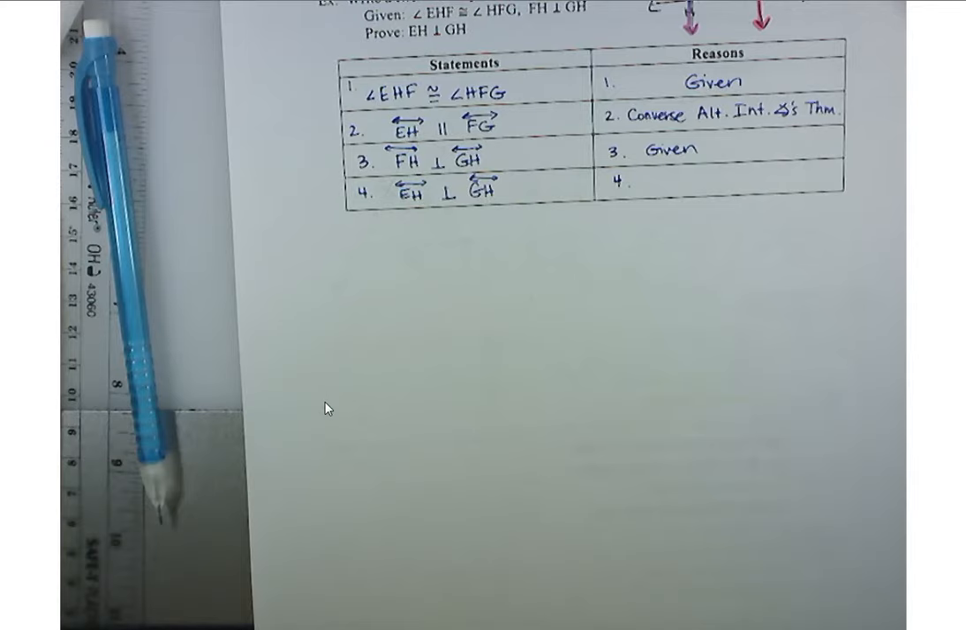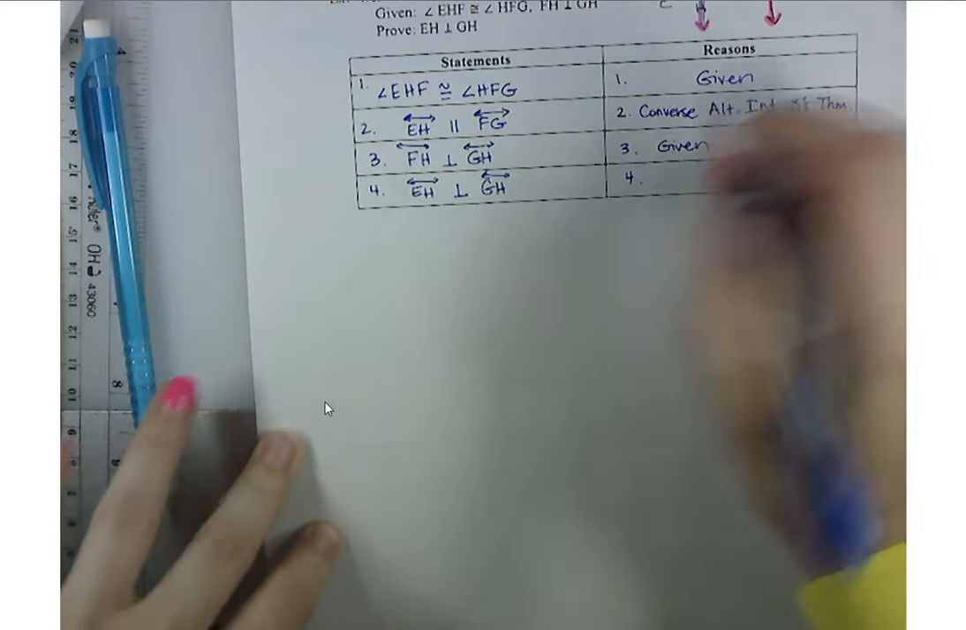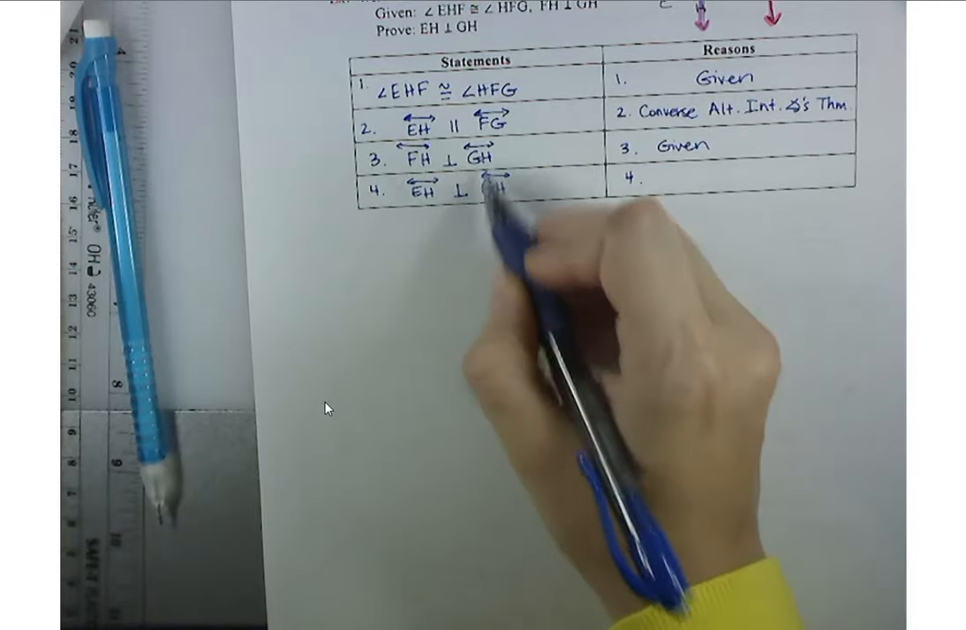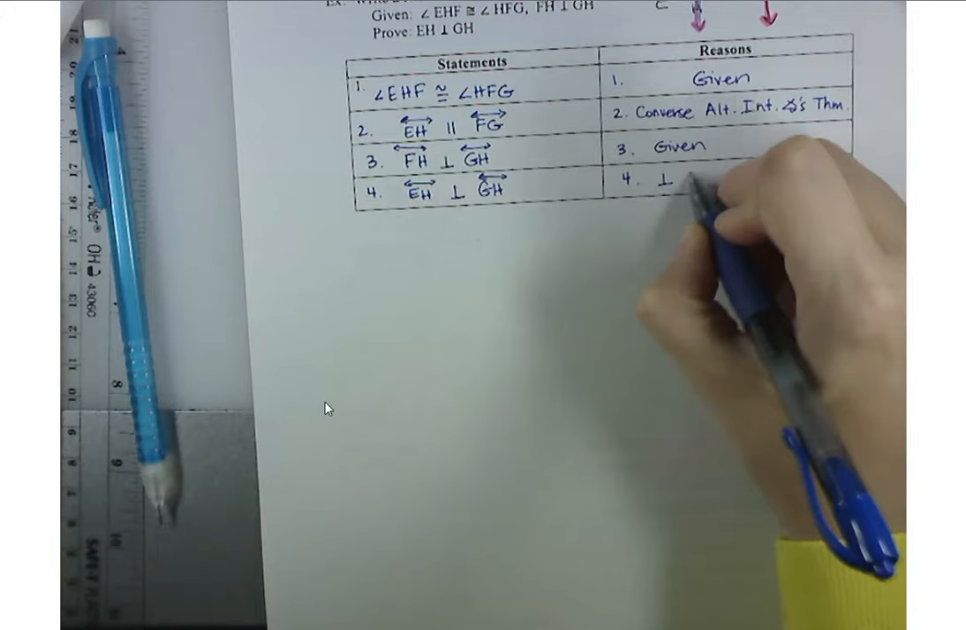We have to say why EH would be perpendicular to GH. Okay, so what do we think? If FH is perpendicular to GH, would it be transitive? No, it'll be something new that we talked about today. Okay, so see how both of these are perpendicular to the same line? Yeah, it'd be the perpendicular transversal theorem.